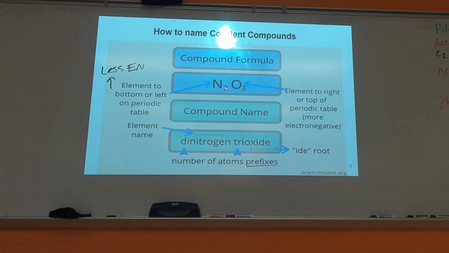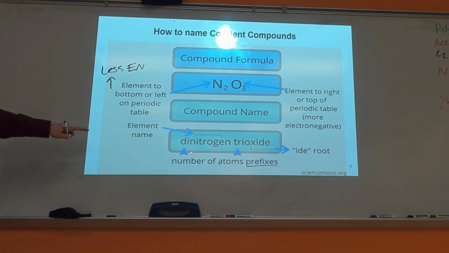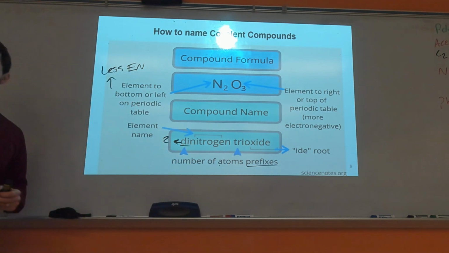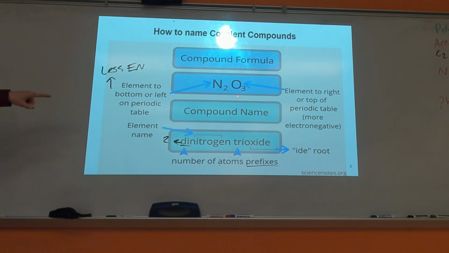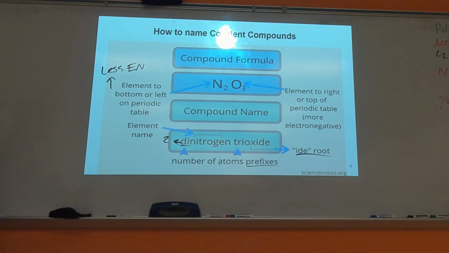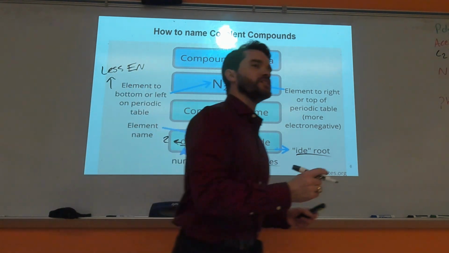So see up here how there's 2 N's. If you were to say that out loud, you wouldn't just say nitrogen, like you did in ionic naming. You got to tell me how many nitrogens you have, and you do that using the prefix. So di means 2. Now you go to the next one, oxygen, and you still put ide, similar to ionic naming. Then tri, the prefix for 3 is tri.